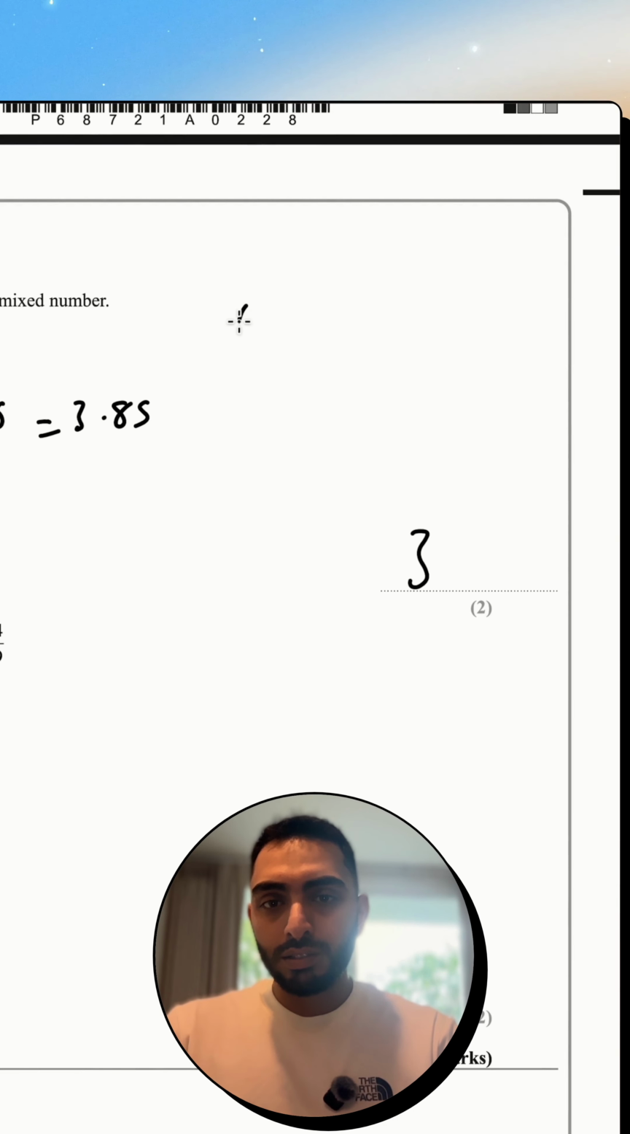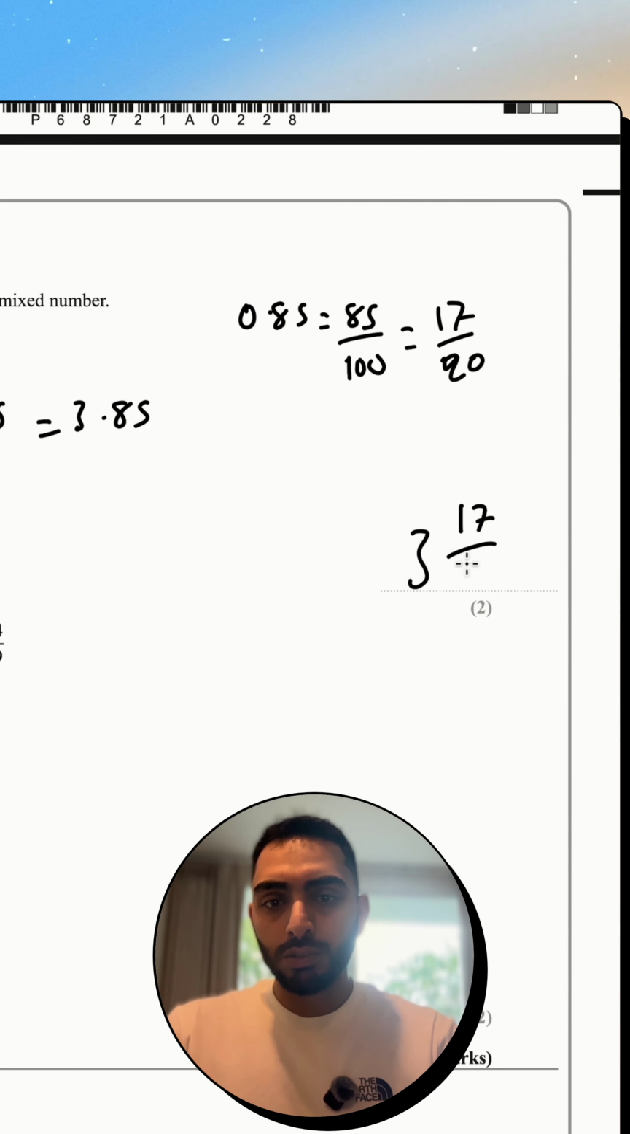I just need to convert this 0.85 into a fraction. So that would be 85 over 100. And if I simplify that, that would be 17 over 20. So 17 over 20 there.